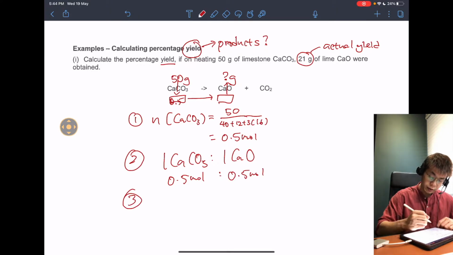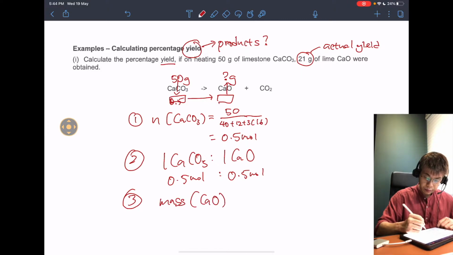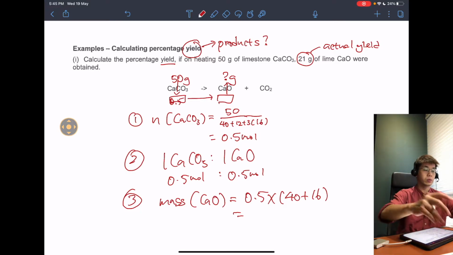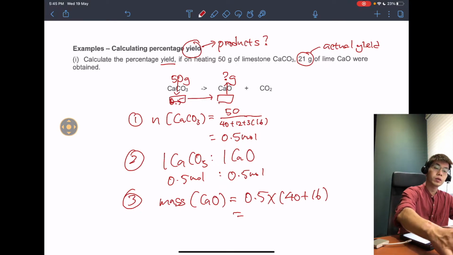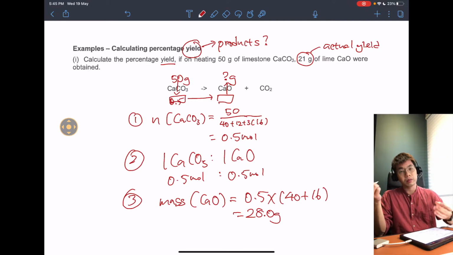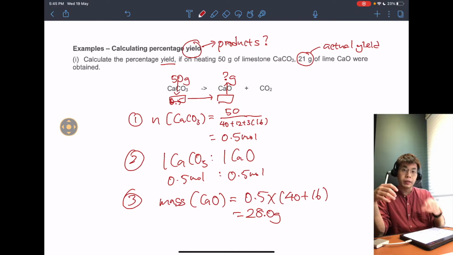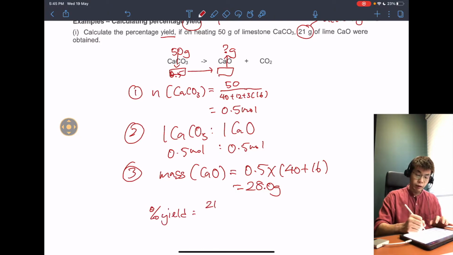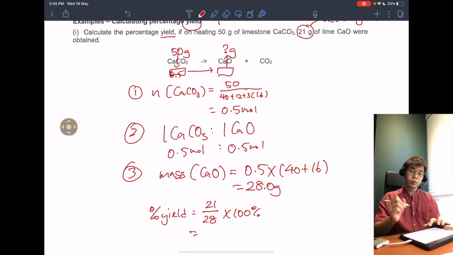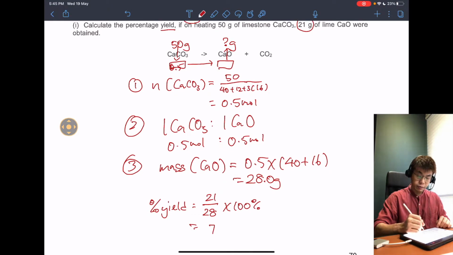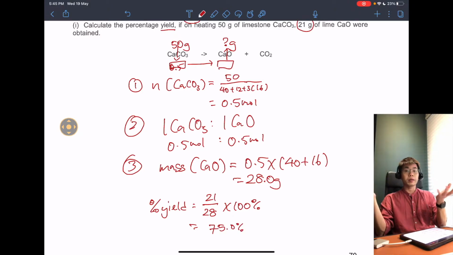Right? And then after that, the mass of calcium oxide is equal to 0.5 moles times the MR, which is 40 plus 16, so that's 56. 0.5 times 56 is 28 grams. So I would have calculated to form 28 grams, but I only form 21 grams. So the percentage yield is what I actually get, 21 grams, divided by what I calculated, remembering that it cannot be more than 100%. So 21 divided by 28 is 75% yield. That means my reaction is only about 75% efficient.